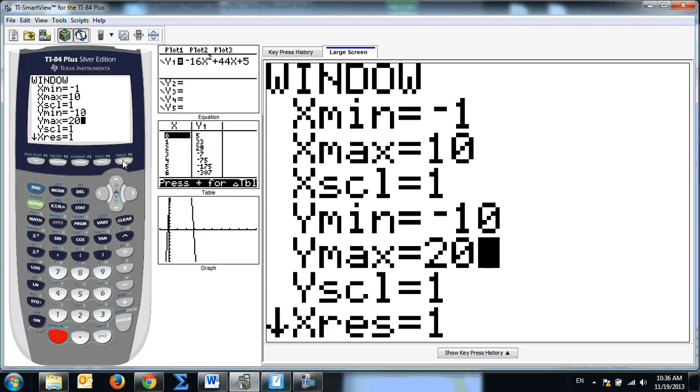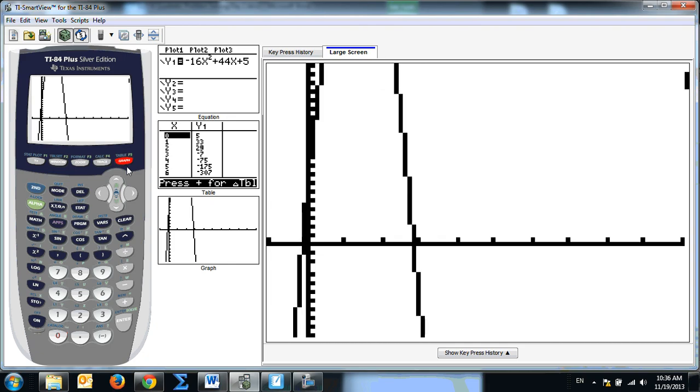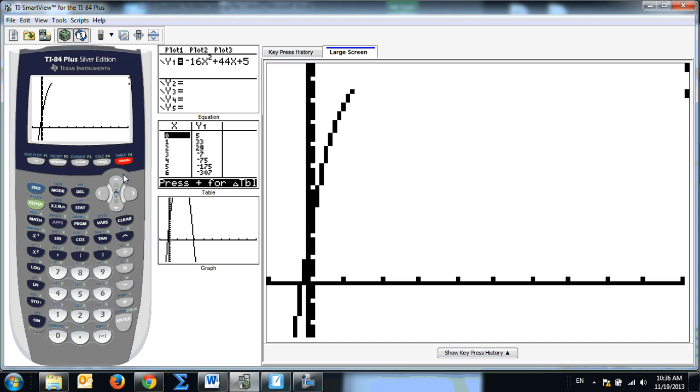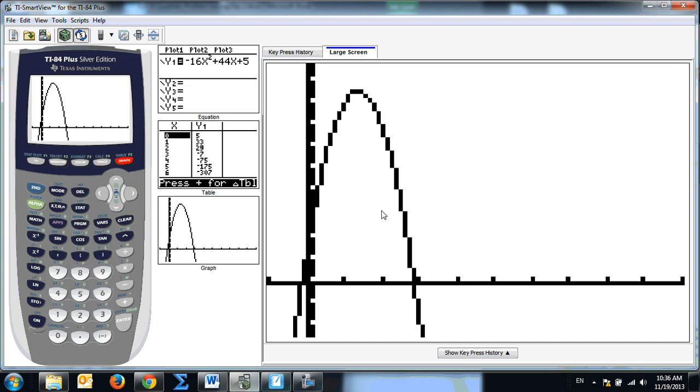All right, and then press graph again to see how we did. We didn't get it quite yet. So what needs to be adjusted? The Y max. So what do you want to try now? 40. 40, all right. Did it work? Very nice, very nice.